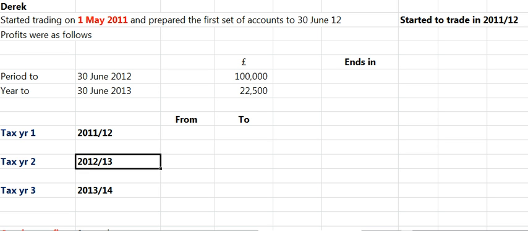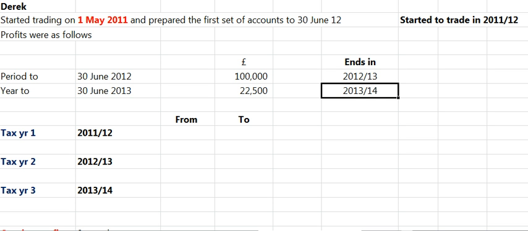Then remember I said to also say which tax year this period ends in. So the period to June 12 ends in 12/13, and the year to June 2013 ends in 13/14. Then let's look at the basis period. So we're doing 11/12, and remember the rules for the first tax year will be from start of trade, 1st of May, to the end of the tax year. So that's the 5th of April.